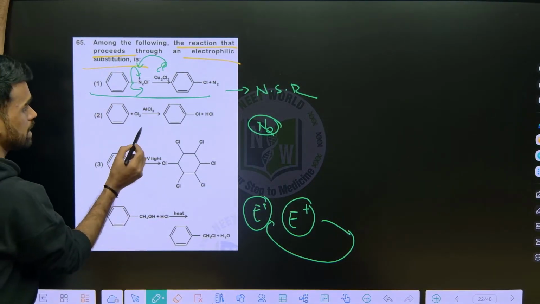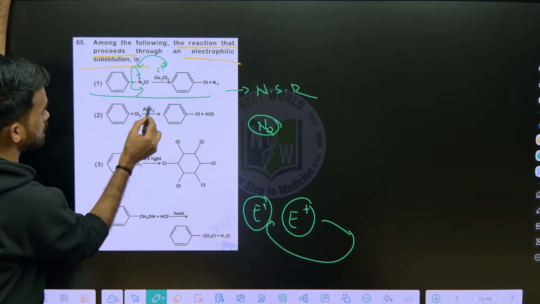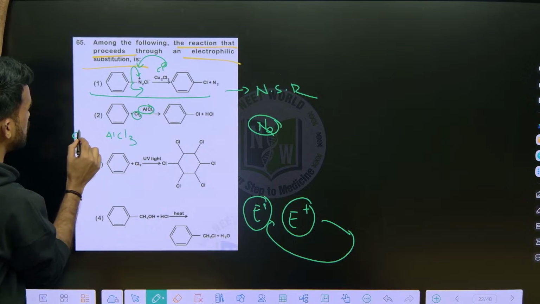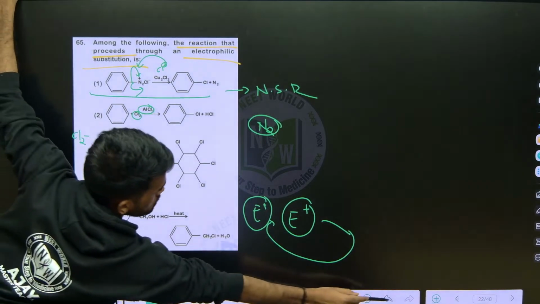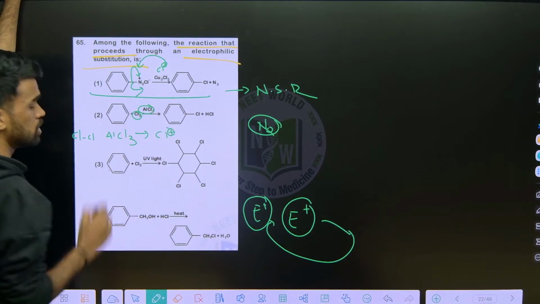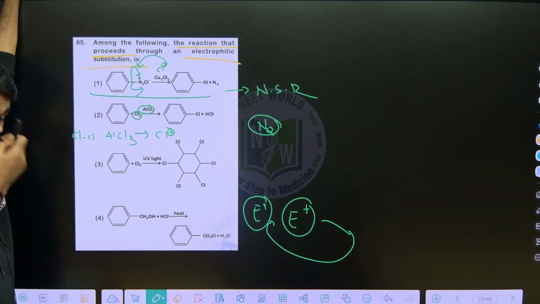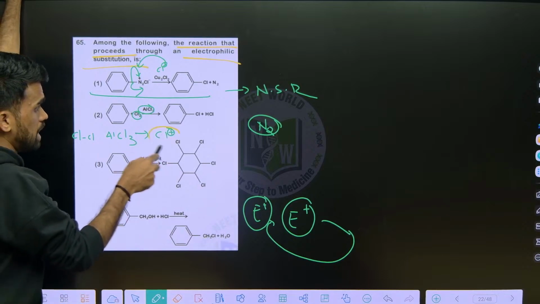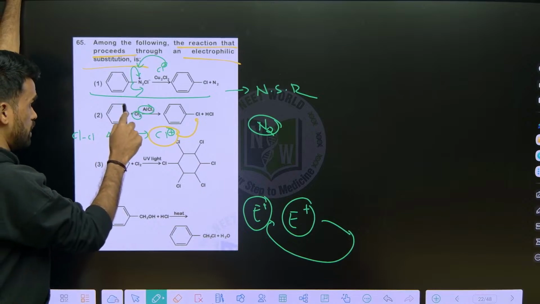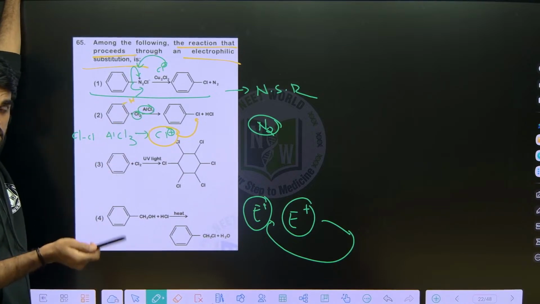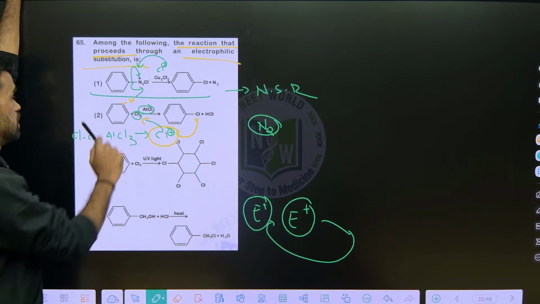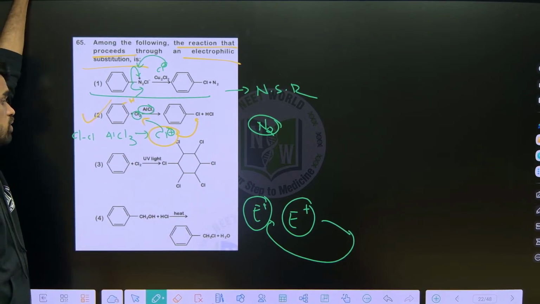In the second case, see, AlCl3 is there and Cl2. When AlCl3 and Cl2 react, they will generate Cl plus ion. So this is the electrophile. This electrophile is substituted on the benzene ring. See the product side: one of the hydrogens is removed as H plus, which is an electrophile, and replaced by this Cl plus. Therefore option 2 is correct, which is electrophilic substitution.